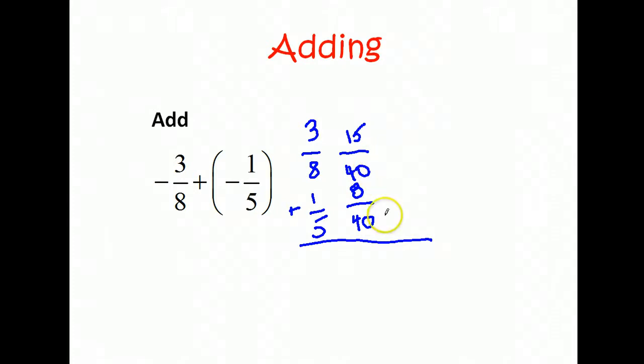Now I have a common denominator. I add the numerators. 15 and 8, 23, and then 40 is my denominator. And then I remember integer rules tell me keep the sign, so it's actually going to be negative 23/40.